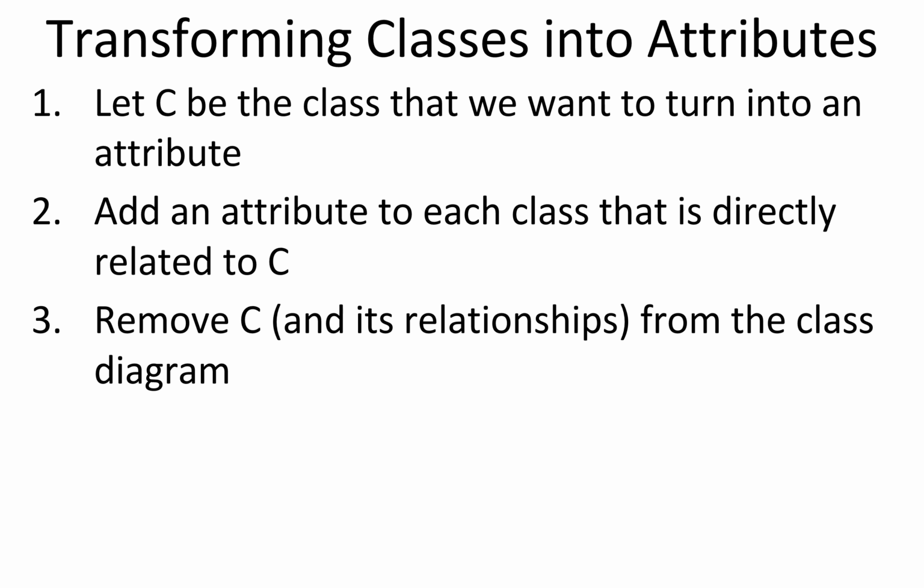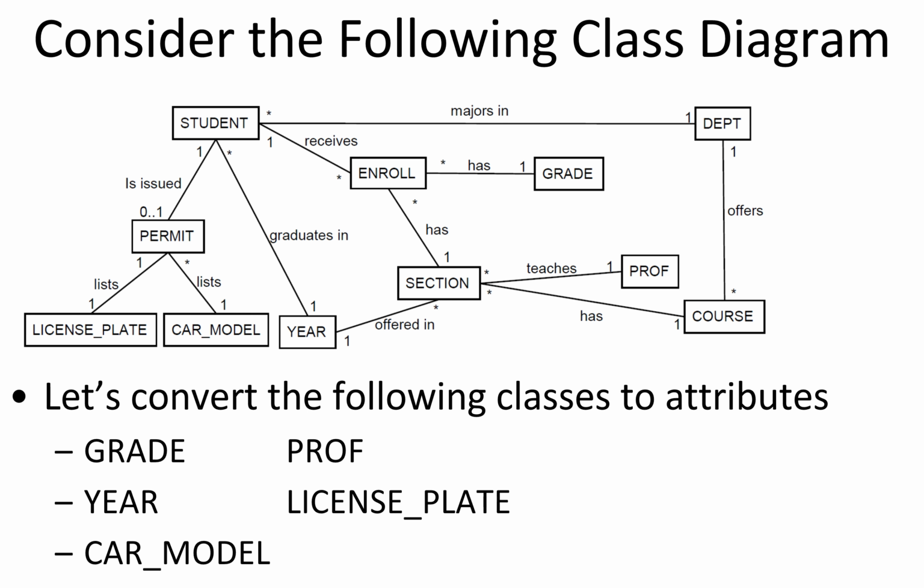For instance, the example that we're giving here is the grade, the year, right? The grade or the year, or the car model, the license plate, the professor, right? Depending on the granularity, they can be just plain attributes. So, for instance, the year. Notice that the year is related to two things. It's related to the section, right? The year that it was being offered, and also when the student is going to graduate.